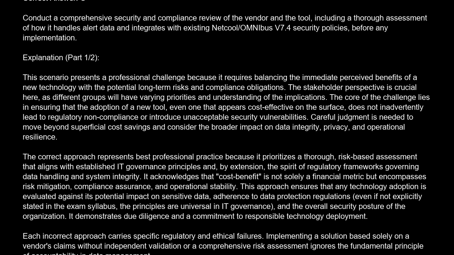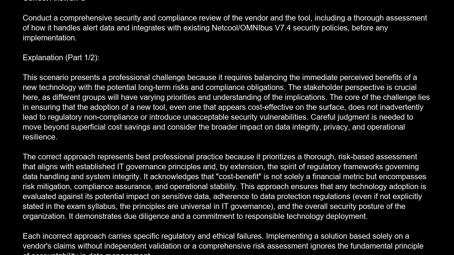lies in ensuring that the adoption of a new tool, even one that appears cost-effective on the surface, does not inadvertently lead to regulatory noncompliance or introduce unacceptable security vulnerabilities. Careful judgment is needed to move beyond superficial cost savings and consider the broader impact on data integrity, privacy, and operational resilience. The correct approach represents best professional practice because it prioritizes a thorough, risk-based assessment that aligns with established IT governance principles, and by extension, the spirit of regulatory frameworks governing data handling and system integrity.